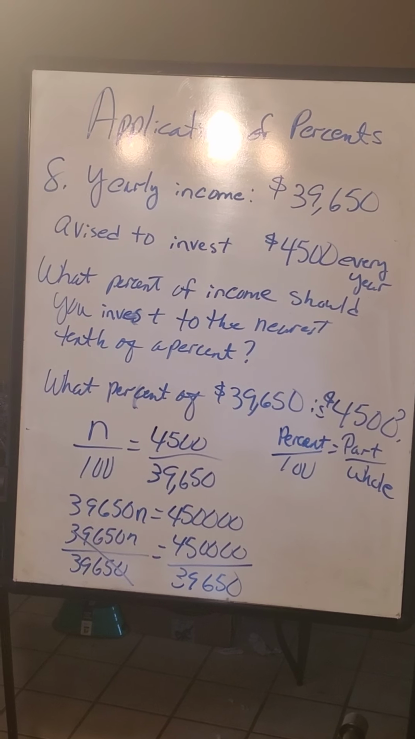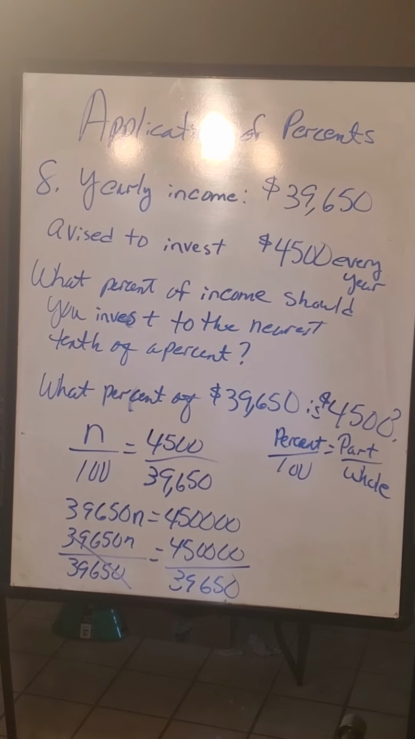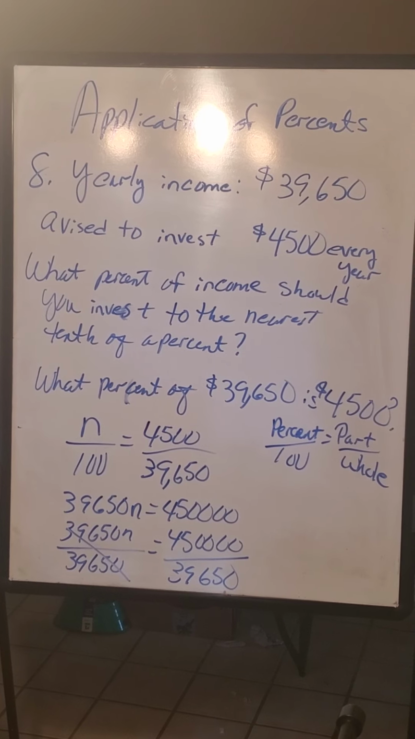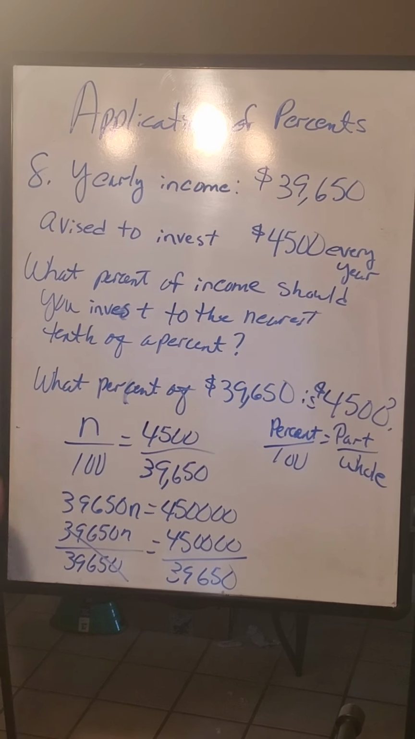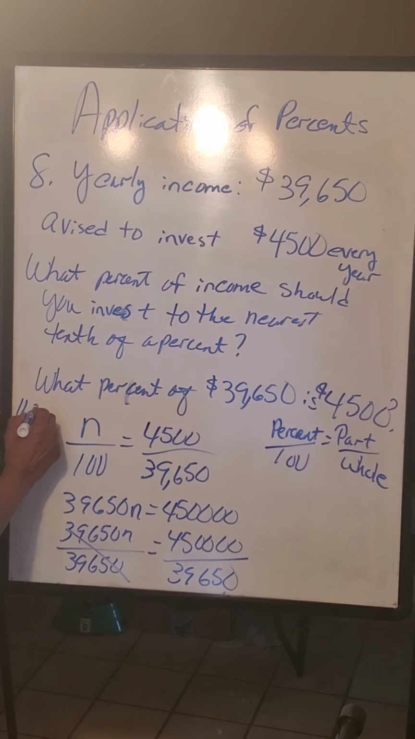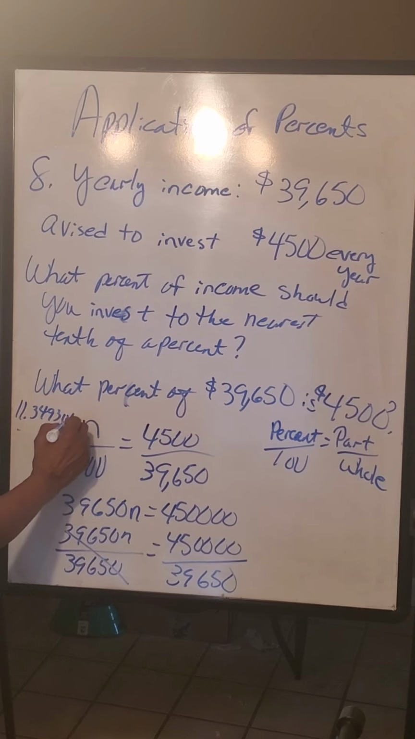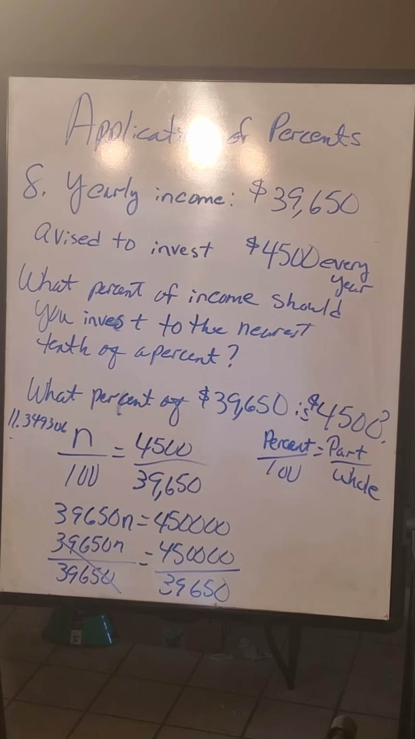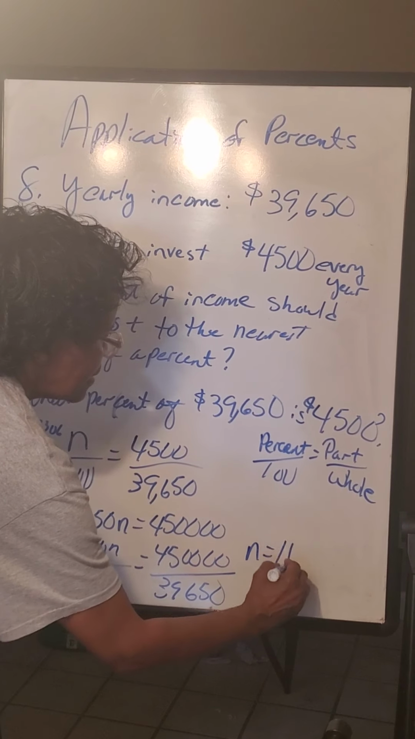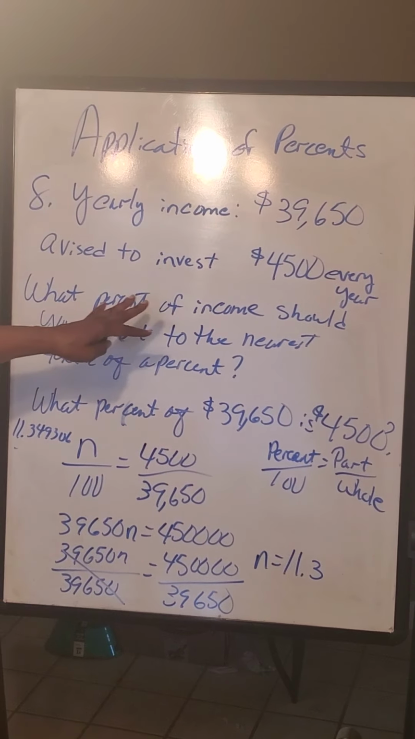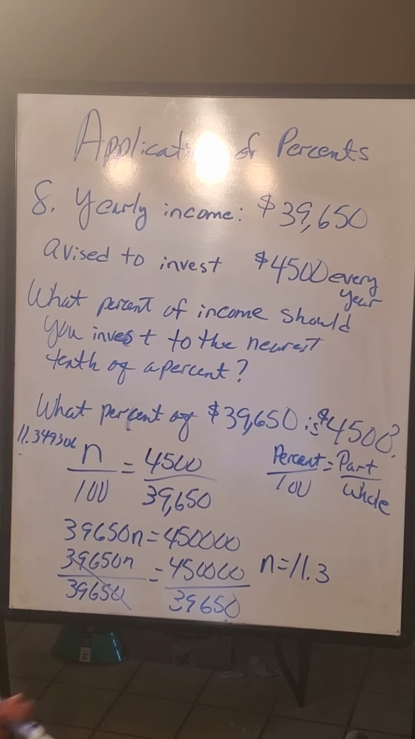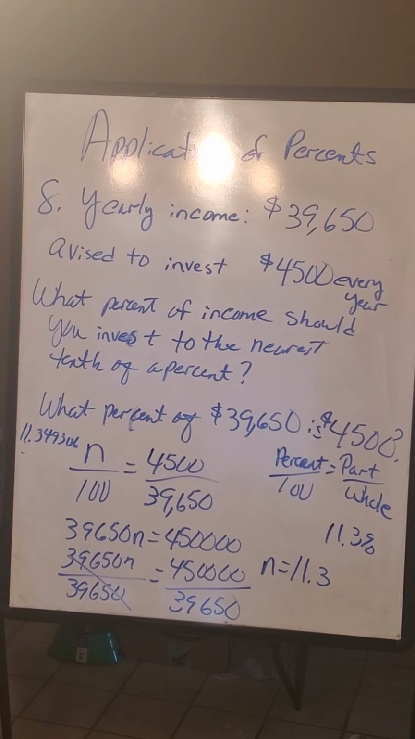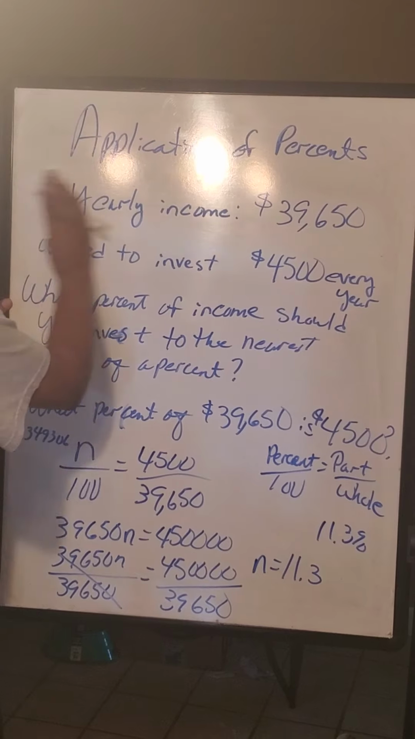Using our calculator, this is what I see on the calculator. I see 11.349306. It said to the nearest tenth of a percent. This is the tenths place, so that means that n is 11.3. So the question was, what percent of income should you invest? I should invest 11.3% of my income. Example 9.